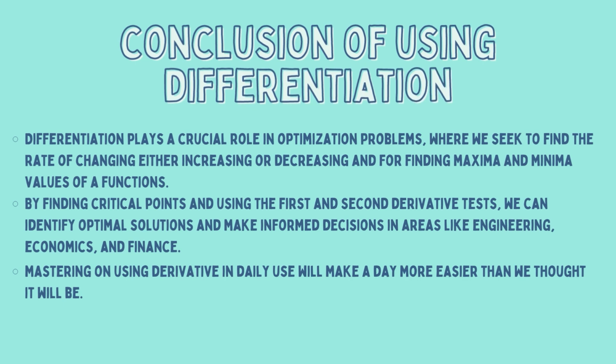Last but not least, for the conclusion of using differentiation. Differentiation plays a crucial role in optimization problems, where we seek to find the rate of change, either increasing or decreasing, and for finding maxima and minima values of a function. By finding critical points and using the first and second derivative tests, we can identify optimal solutions and make informed decisions in areas like engineering, economics, and finance.